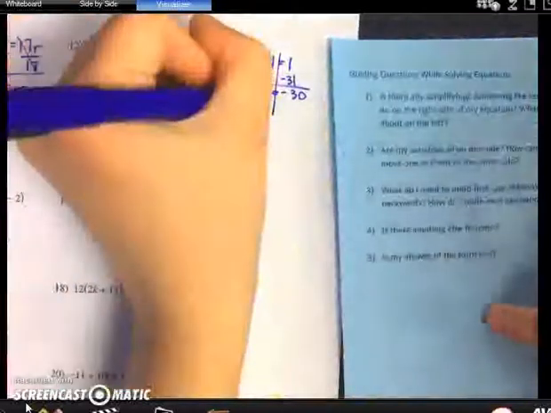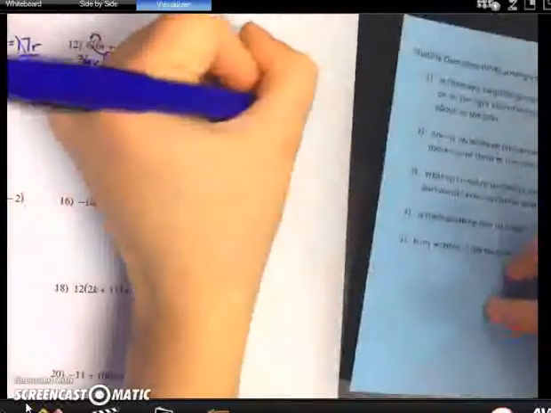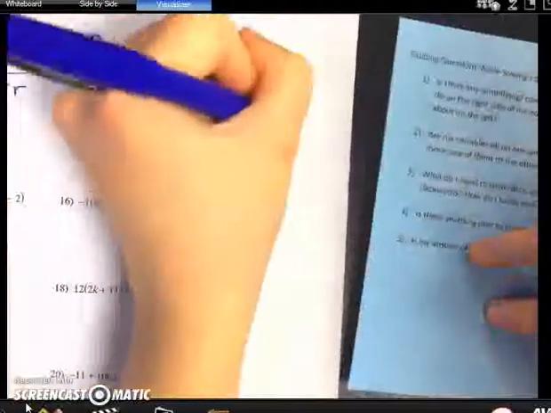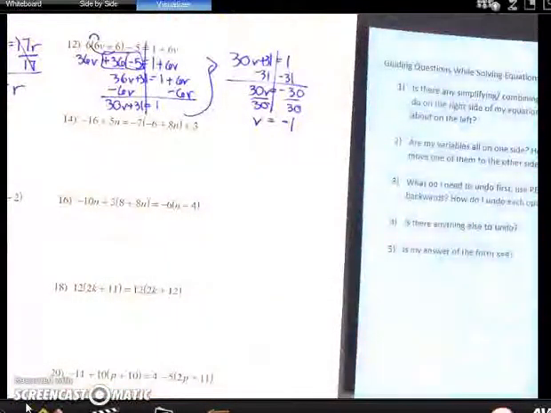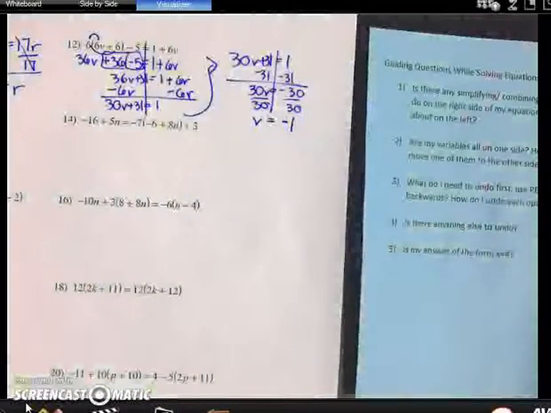Okay, is there something else for me to undo? Yep, I still have that 30, so I'm going to divide by 30, and that gives me b equals negative 1. Well, look at that. They both have the same answer. That's interesting.